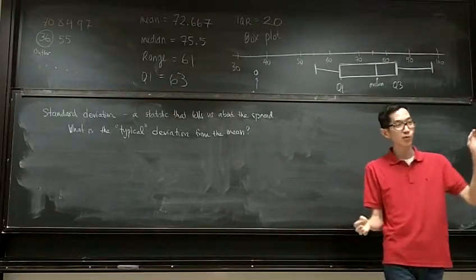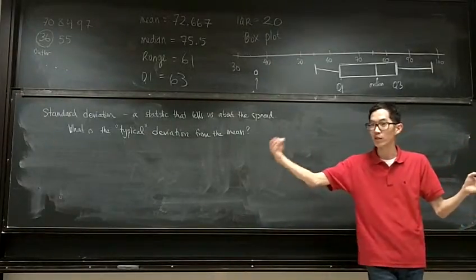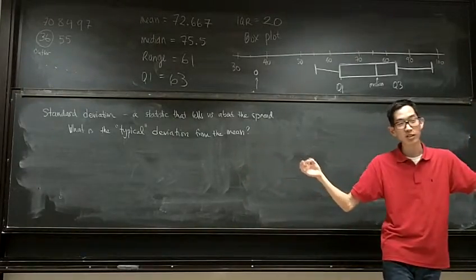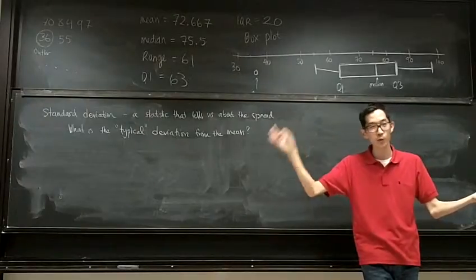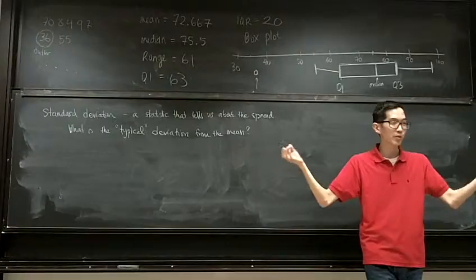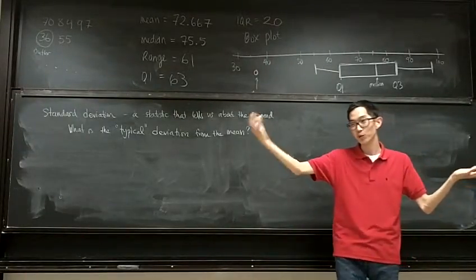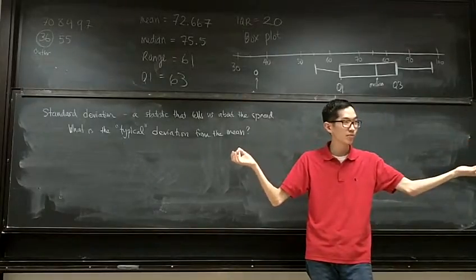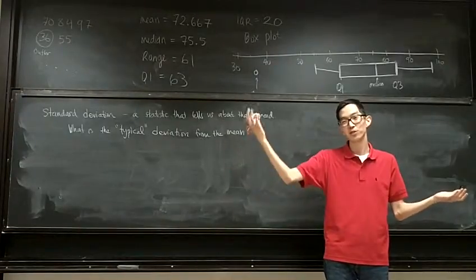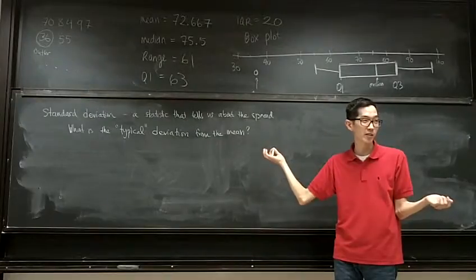And statistics are useful when you can compare one summary from one group with another summary from another group. And you can say, this group has a standard deviation of 3. This group has a standard deviation of 4. So what do you think that tells us about the groups? This group has more spread than this group, because the standard deviation is a measure of spread.